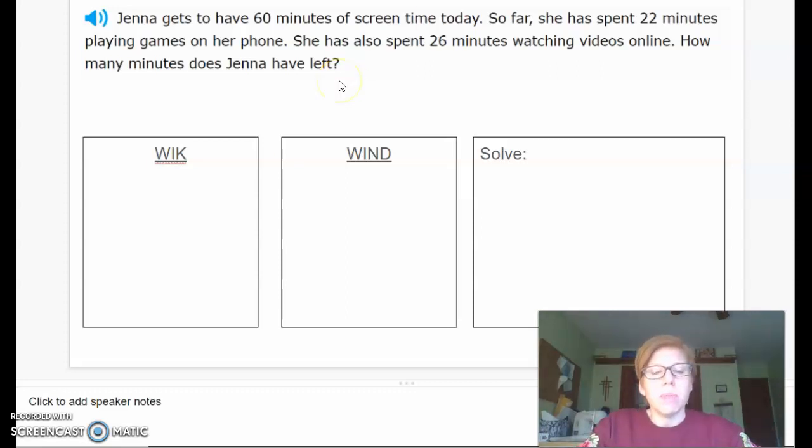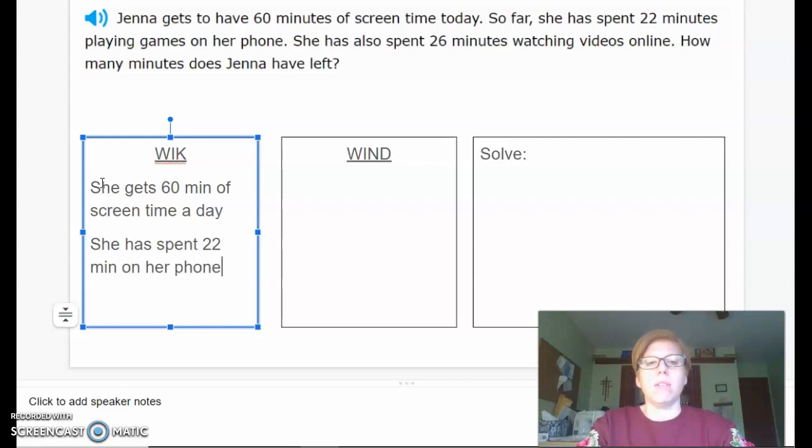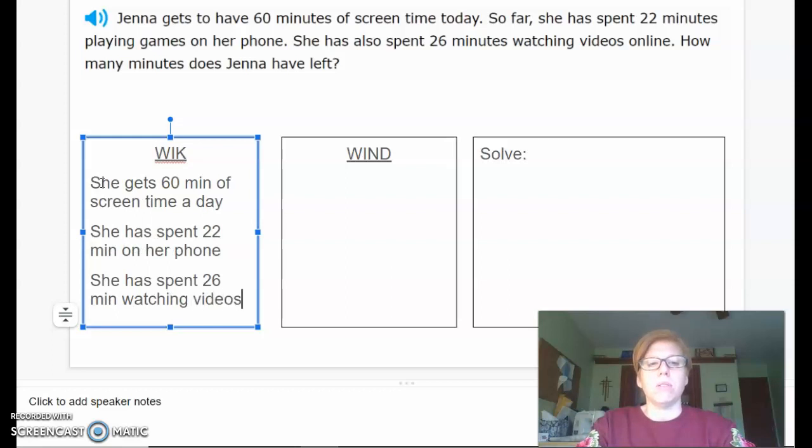All right, in this word problem, I'm going to start by writing down what I know. And I want you to write this down on your board as well. We know that Jenna, I'm just going to write down she, okay? She gets 60 minutes of screen time a day. We also know she has spent 22 minutes on her phone. We also know she has spent 26 minutes watching videos.